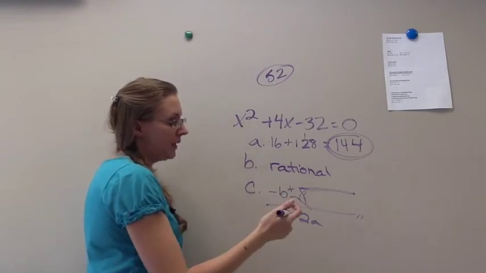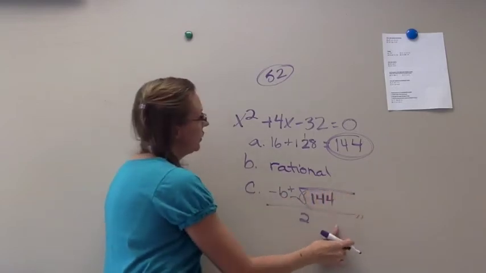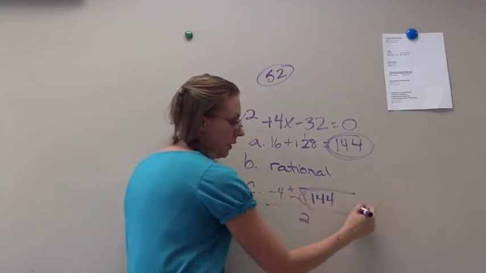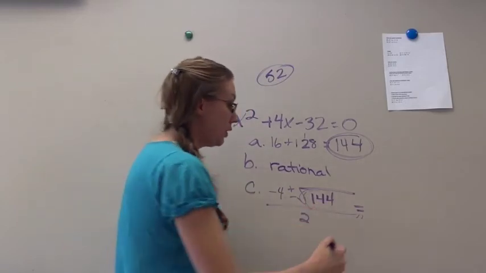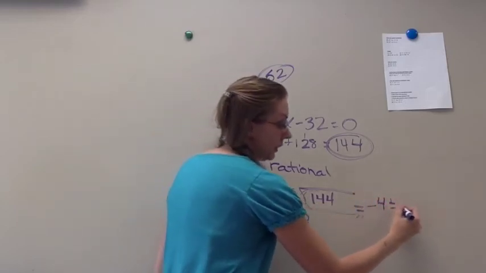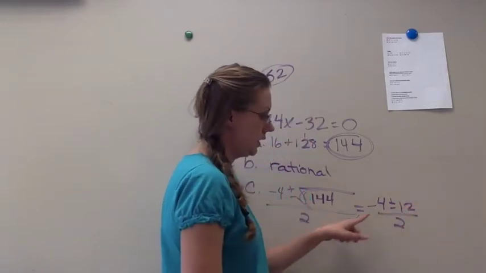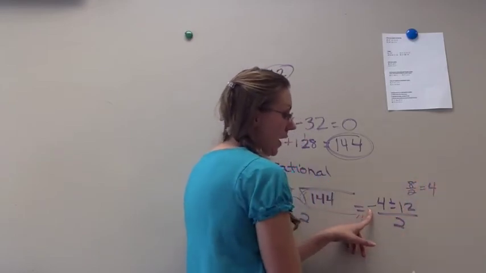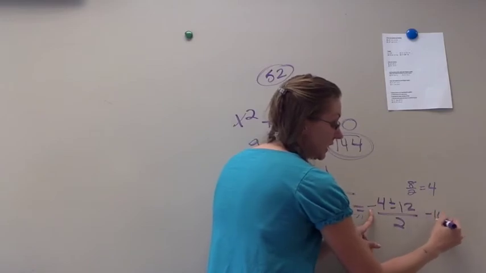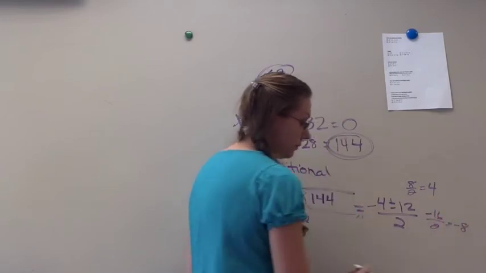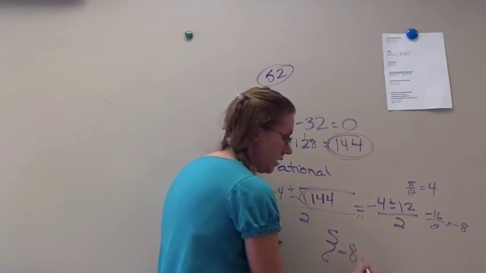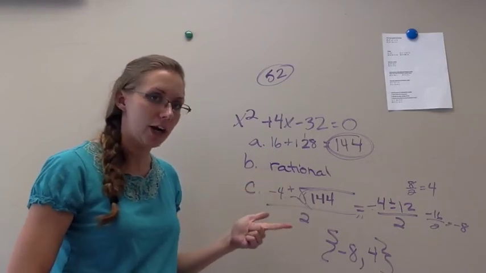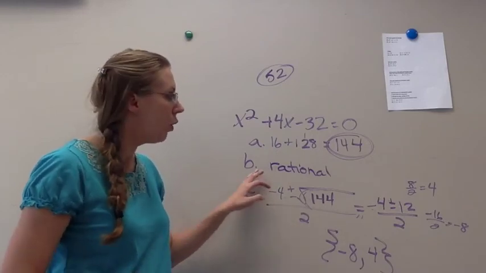Okay? Now the last bit is to solve it. So I'm going to plug in my 144. 2 times my a is 2 times 1, which is 2. And negative b is just negative 4. So to finish this up, the square root of 144 I know is 12. So I have negative 4 plus or minus 12 over 2. Negative 4 plus 12 is 8 over 2, which is 4. And then negative 4 minus 12 is a negative 16 over 2, which equals negative 8. My two solutions: negative 8 and 4. These are both rational numbers. They're either whole numbers or nice fractions, okay? There's no gnarly decimals I had to round anywhere, or it would be irrational.